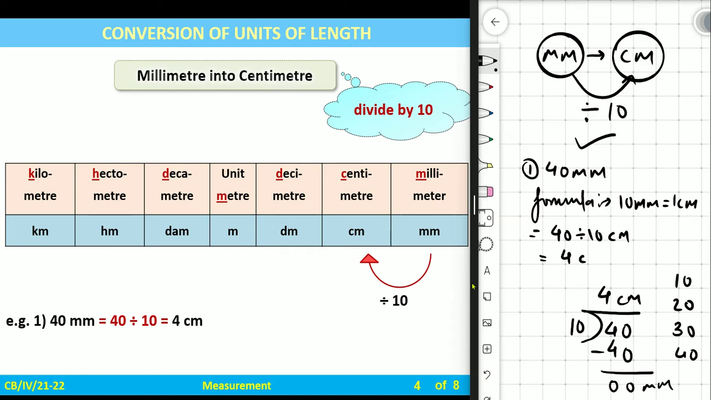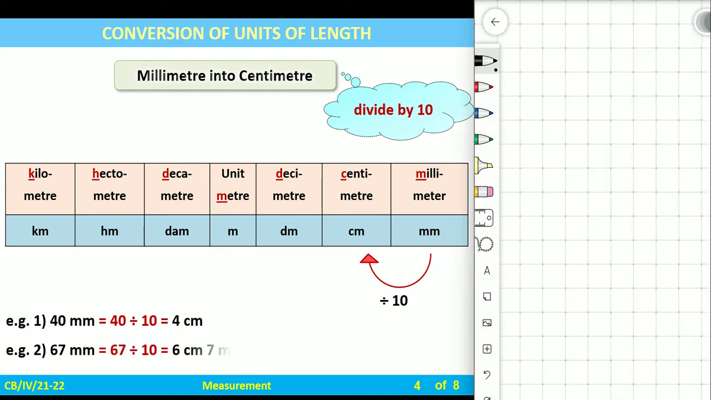You can actually do this: it is 4 0, so remove one number, and it will be 4 centimeter and 0 millimeter. So here is your answer, 4 centimeter. Next question.